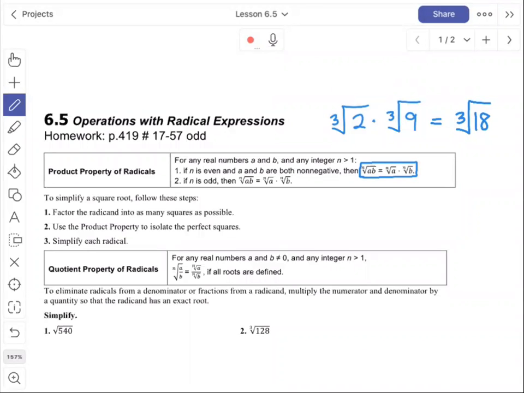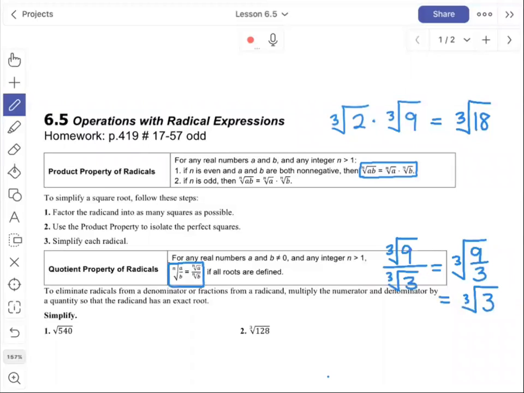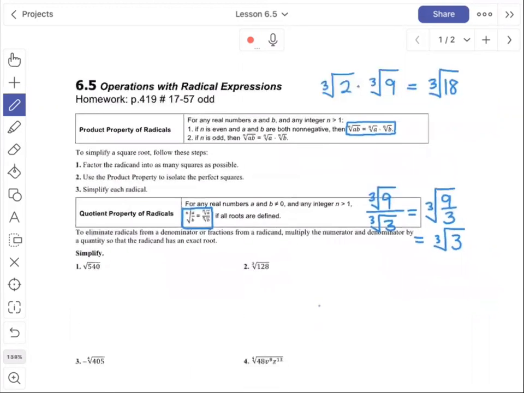The same thing happens with dividing. You can split the radical. So if I have cube root of 9 divided by cube root of 3, you can make that cube root of 9 over 3, which is the cube root of 3. So multiplying and dividing in the radicals is definitely allowed. You cannot do this with plus or minus though, so keep that in mind. I'll show you how to do that later.